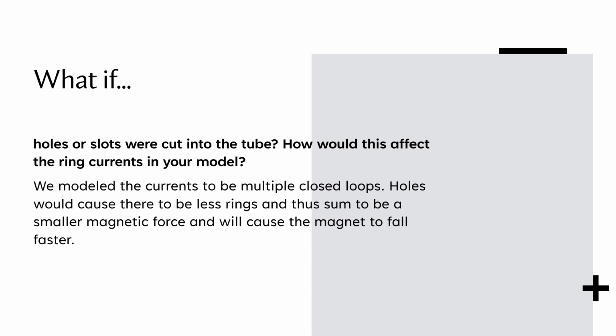Lastly, what if holes or slots were cut into the tube? How would this affect the ring currents in your model? We modeled the currents as multiple closed loops. Holes will cause there to be fewer rings and thus a smaller magnetic force, and will cause the magnet to fall faster.